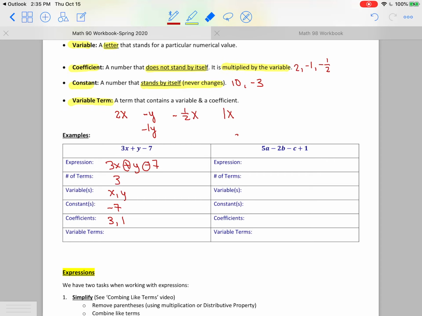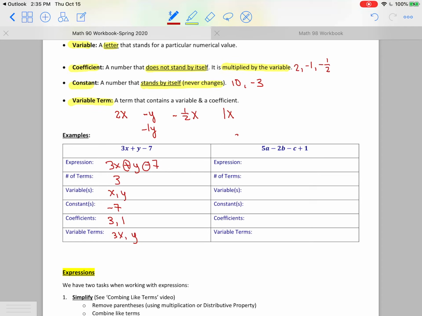All right, and variable terms. Well, basically any term that contains a variable in it, which is our 3x and our y. You notice it's a plus y, it's a positive y. We don't need to write the plus sign, but if it was a negative y, we do need to write that negative sign in there because that's part of the term. It's part of the expression.